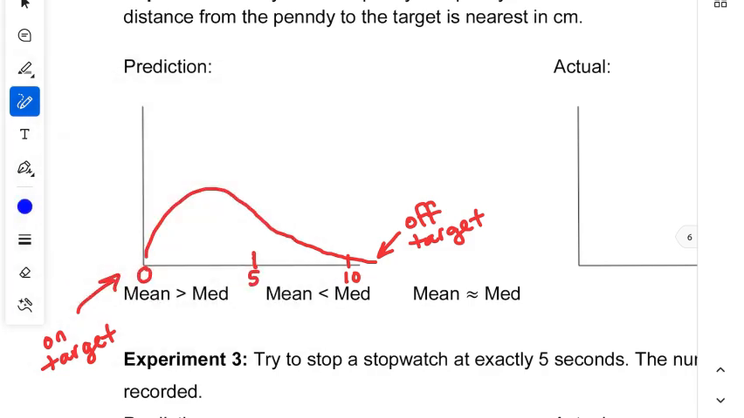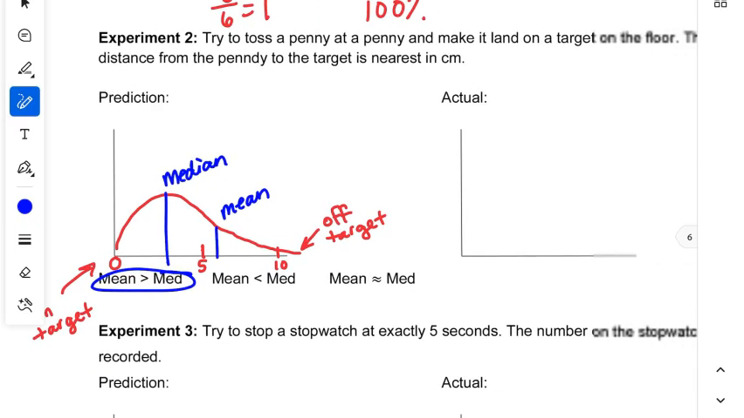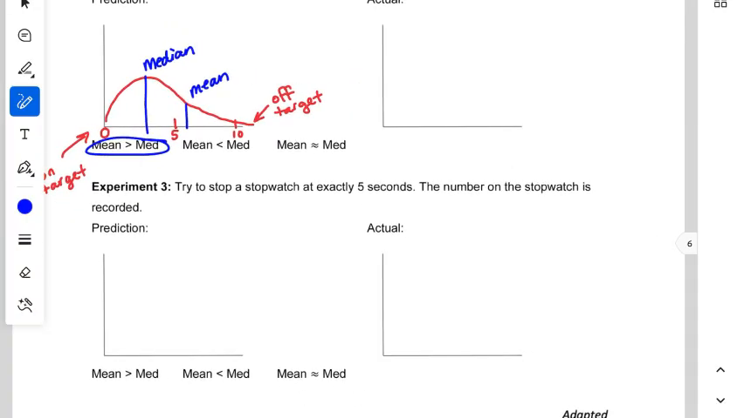And so whenever we do skewed graphs, think about mean chases the tail, right? So the mean would be over here, and then the median would be about here. So mean chases the tail is a great explanation, but you have to know the reason why. The mean chases the tail because it is not resistant to outliers. If you have outliers that are, let's say, around 10, that's going to make your mean get closer to that. So it's going to increase your mean. So the mean is greater than the median. Okay, we're just going to do the prediction and write on that instead of the actual.